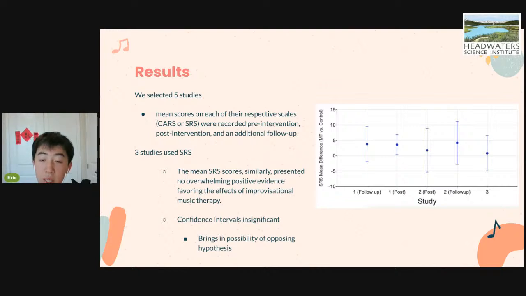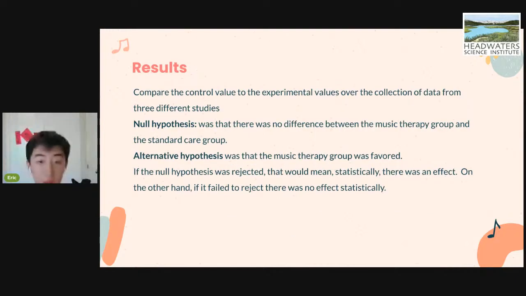And as you can see, the confidence interval for most of them does overlap 0, which would support an opposing hypothesis, meaning that the data is insignificant. So we had to say that there is no overwhelming positive evidence favoring the effects of music therapy on SRS scores. And then additionally, we ran a t-test, which needed a null hypothesis and an alternative hypothesis.